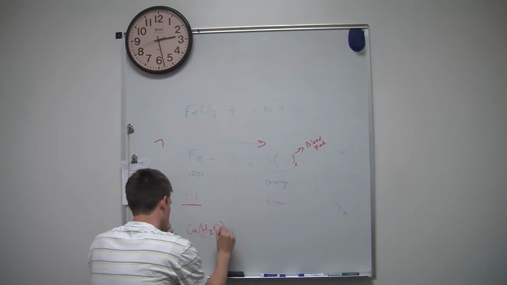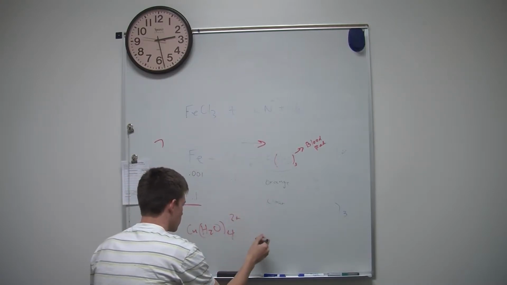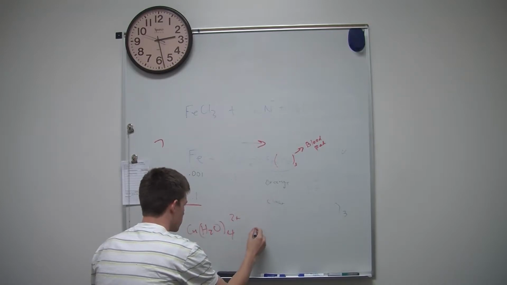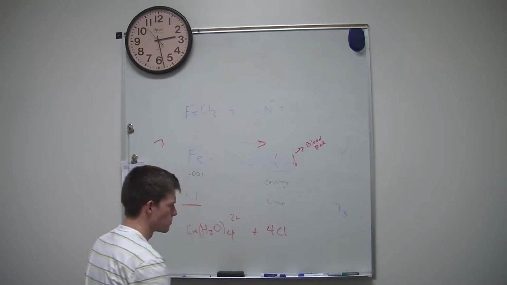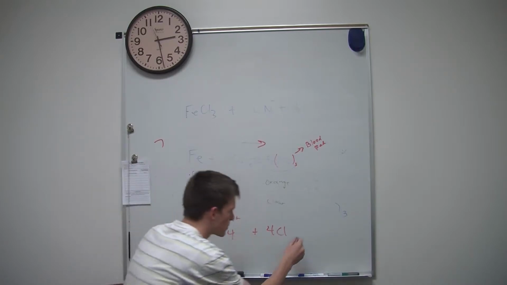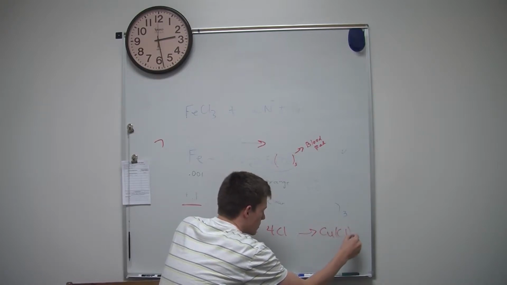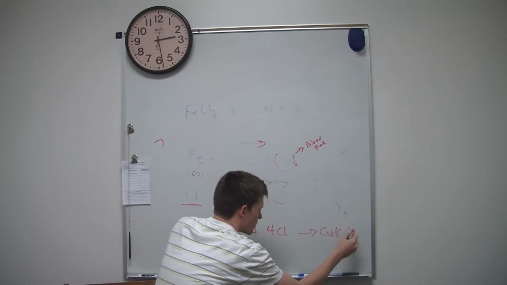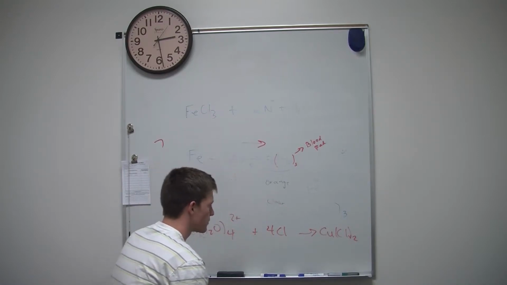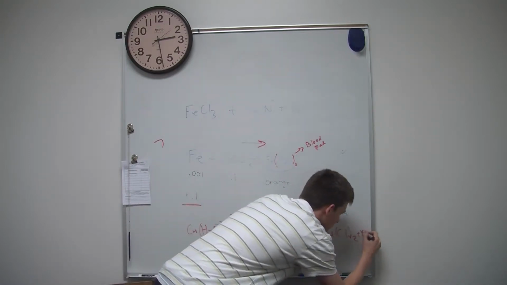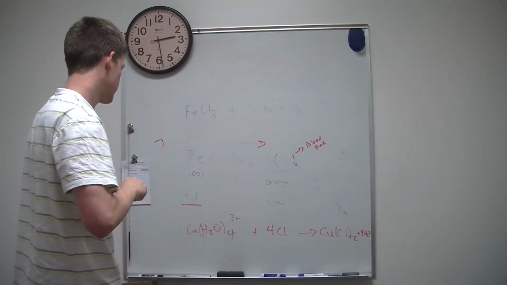CuH2O4 with the 2 plus, and then plus 4Cl. 4Cl? Yeah, 4 chloride equals copper chloride. Yes, so it gives you copper chloride, CuCl4, and then plus 4H2O. Plus 4H2O? Yes. Okay.